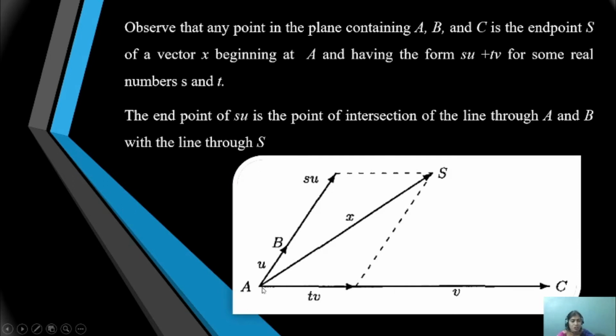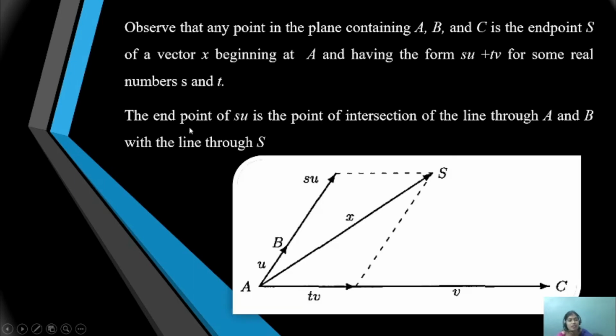First, the points A, B and C are given, with the X axis and Y axis. One line is u and the last point is generated as su, and this is considered as tv. This line is u and this line is v, and first we get su and second we get tv.